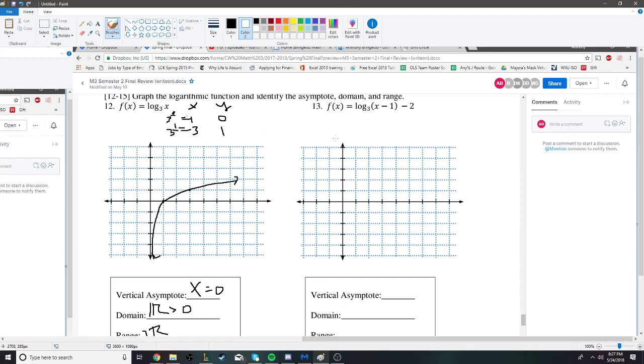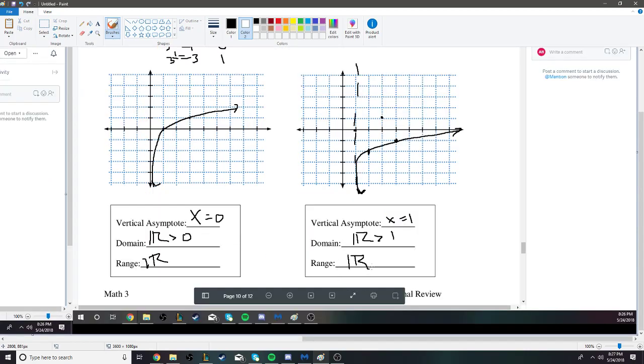Over here, it's log base 3, so we're going to use those same points that I had, except we have a shift of right 1 down 2. So right 1 down 2 is over here. Right 1 down 2 is over here. And since we went right 1, our vertical asymptote also comes right 1. So our graph looks like that. Vertical asymptote is x equals 1. Domain is all real numbers greater than 1. Range is all real numbers.